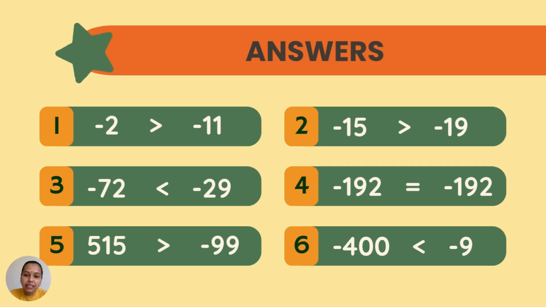Question 2, negative 15 is greater than negative 19. Same concept. Number 3, negative 72 is less than negative 29. This is because 29 is much more further up the number line than 72. Number 4, negative 192 is the same as negative 192, and so we use the equal to. Number 5, 515 is greater than negative 99. And the last one, number 6, negative 400 is less than negative 9.